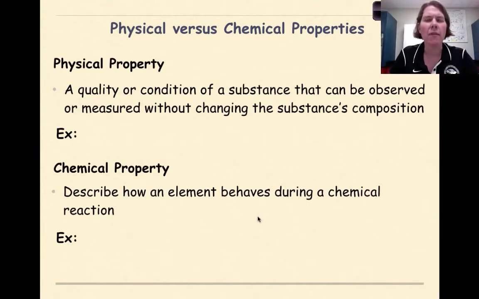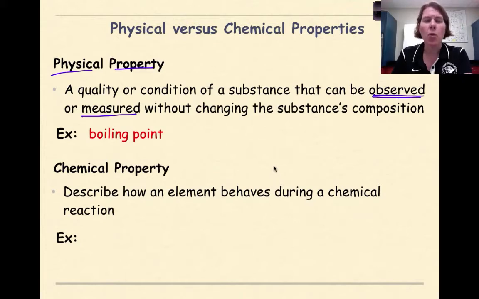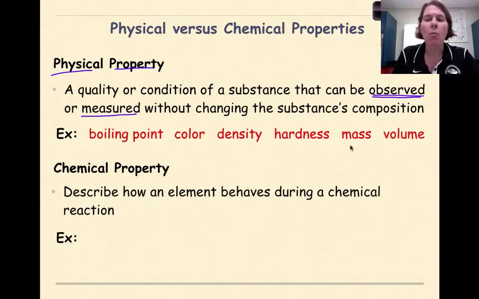Let's talk a little bit about physical versus chemical properties. A physical property is a quality or condition of a substance that can be observed or measured without changing the substance's composition. So some examples of physical properties might be boiling point. We can check the boiling point of a substance without technically changing the overall chemical composition of a substance. Color, density, hardness, mass, and volume. Both mass and volume can be measured. So these are all examples of physical properties.